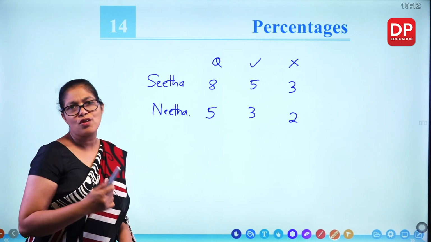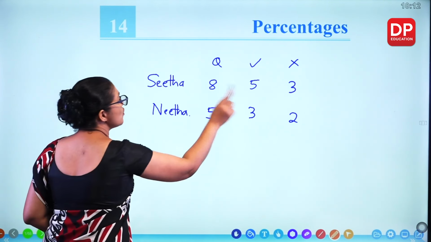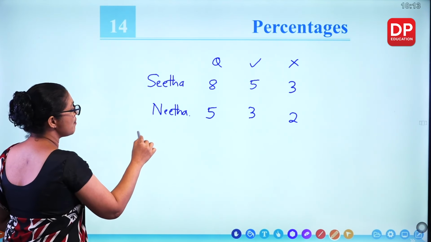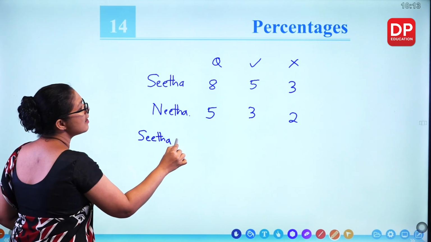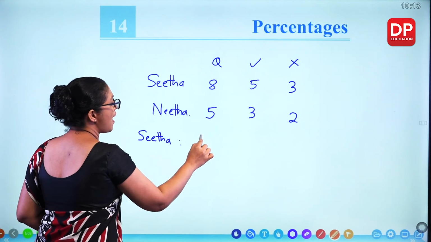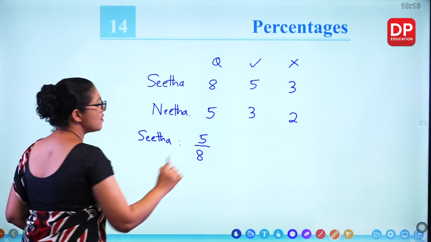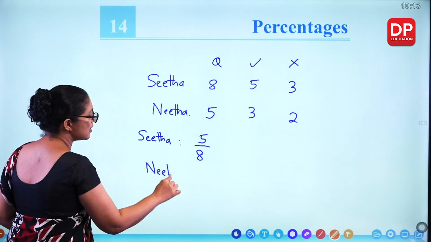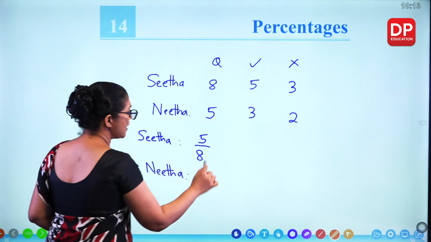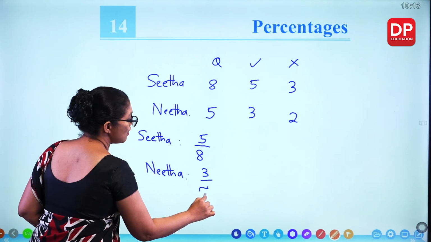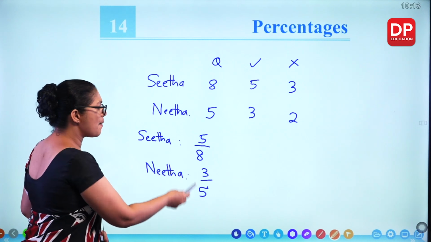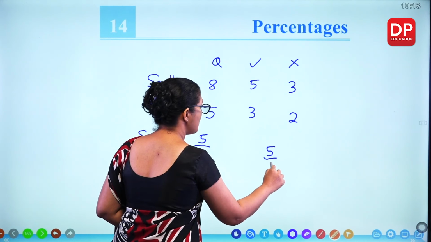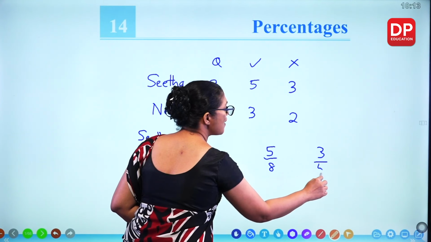Now we'll try to solve this problem. When we take fractions for correct answers, what can you say about Sita? Sita got 5 correct answers out of 8. What about Neeta? Neeta got 3 correct answers out of 5. Now we need to compare these two fractions. So how can we compare 5 over 8 and 3 over 5?